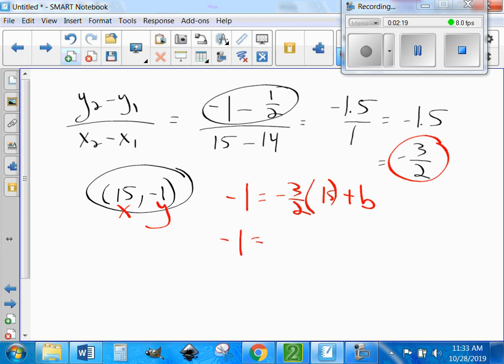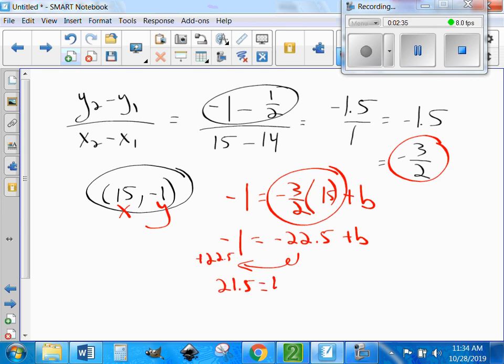Okay, and so now we need to do this multiplication. That's going to give us a negative 22.5. Then to isolate b, we can add the 22.5 to the other side. And that gives us 21.5 for b. So now we have m, we have b. We can write our equation as y equals mx plus the b we got, the 21.5.